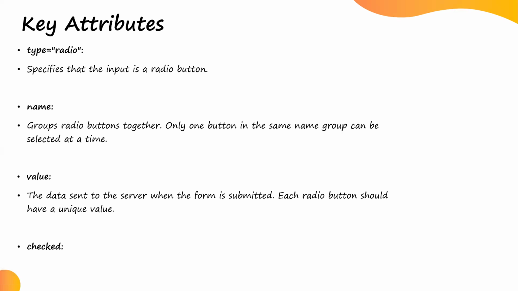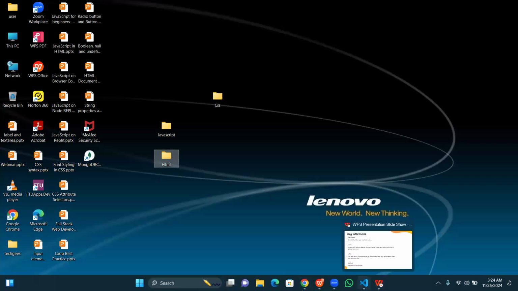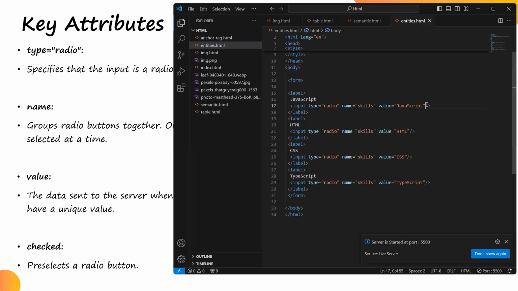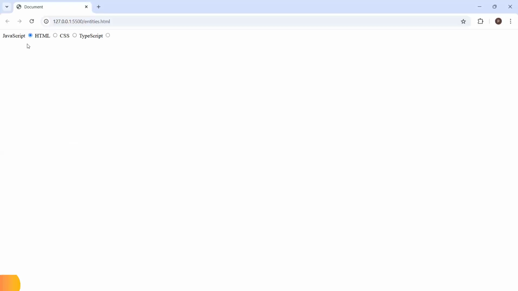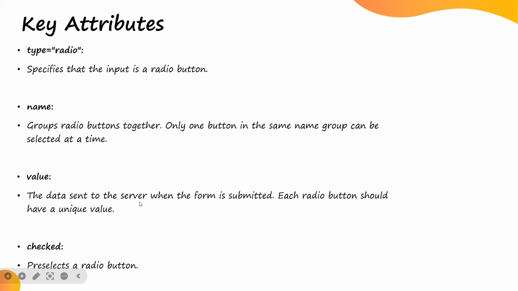Another attribute is checked. You can check a radio button to pre-select it. With the checked attribute, the radio button is pre-selected, just like we have in the checkbox. If I say that by default this is going to be checked, and I go back to the browser, you see that JavaScript is selected by default. But I can still come here and change it. By default, JavaScript is selected because we checked it. So the checked attribute pre-selects a radio button.